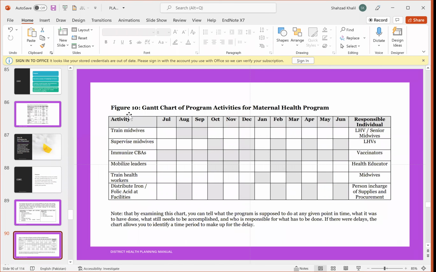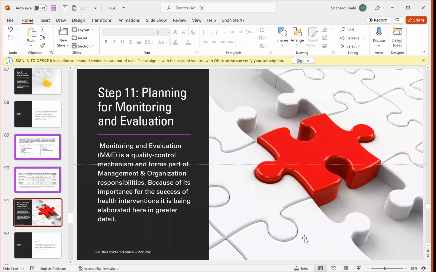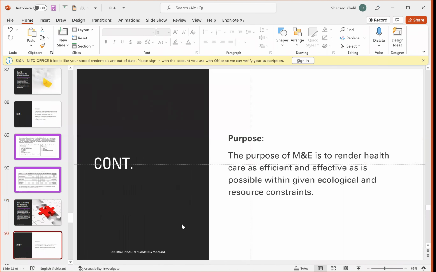You can see on this side, the y-axis is the training midwives. The different activities are given in this, and it is July, August, September, and in the horizontal axis the time duration is given. So it gives a bird's eye view of the program and its timeline. Planning and monitoring evaluation is a quality control mechanism and forms part of the management organization because of its importance for the success of health interventions, being elaborated in detail. The purpose is to run healthcare as efficiently and effectively as possible within given ecological and resource constraints.